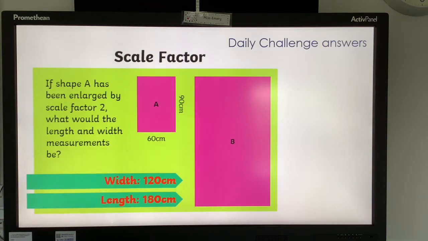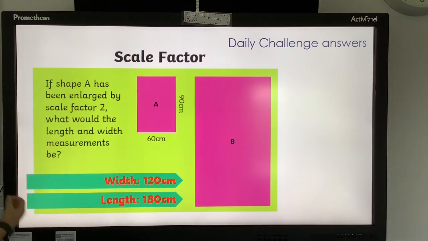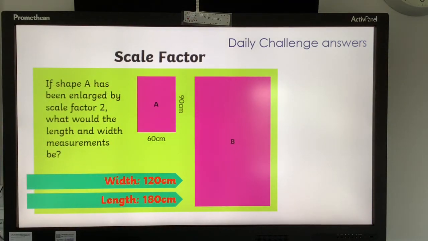So the answers. If shape A has been enlarged by a scale factor of 2, what would the length and width of the measurements be? Well, your width was 60 centimetres. Scale factor of 2 means you multiply by 2. 60 times 2 is 120. And then 90 multiplied by a scale factor of 2 gives us 180.